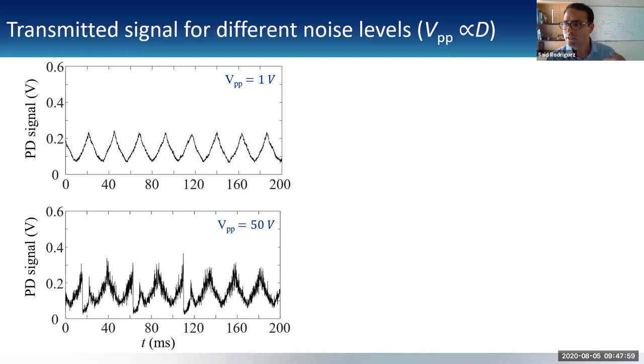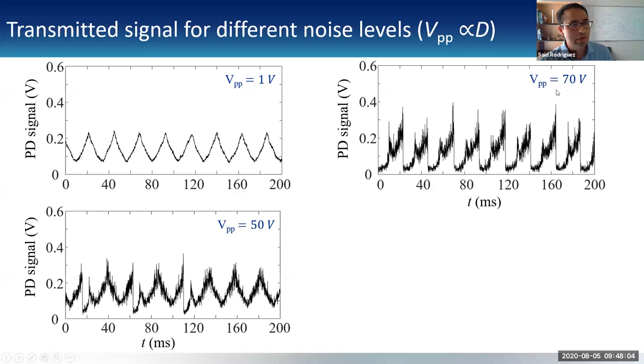Now if I increase the noise even further, I go a bit more to 70 volts now. Now you see the system always switches, right? So you recover again this periodicity, and the amplitude is greater than it was here, right? So basically I added noise to the system and I increased the amplitude of the signal at the output.